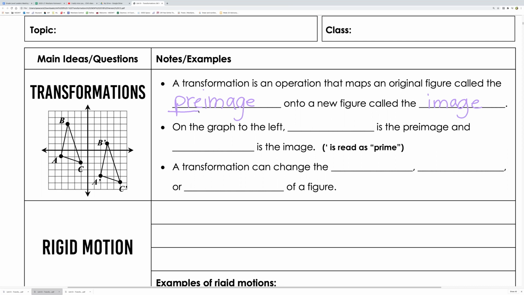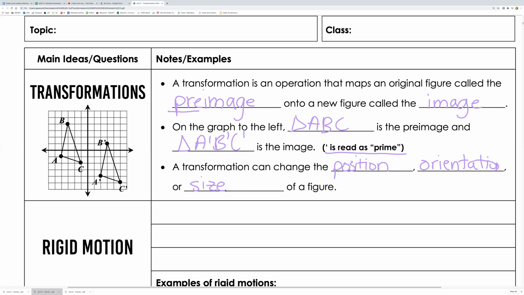figure called the image. On the graph to the left, triangle ABC is the pre-image, and triangle A prime, B prime, C prime is the image. We always do an apostrophe and it will notate its prime. A transformation can change the position, orientation, or size of a figure.